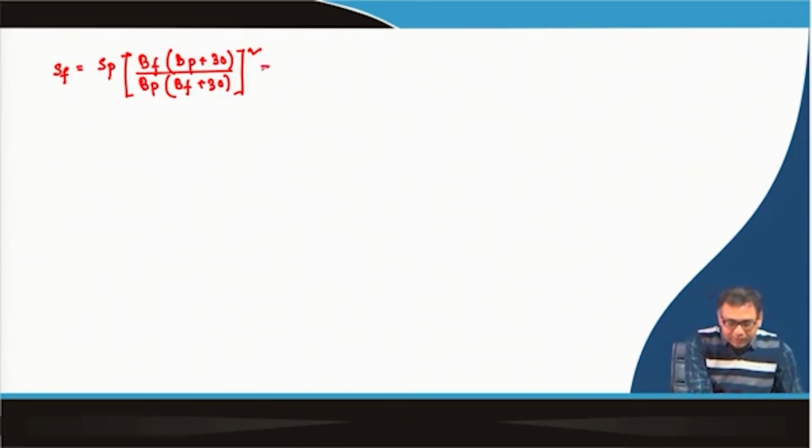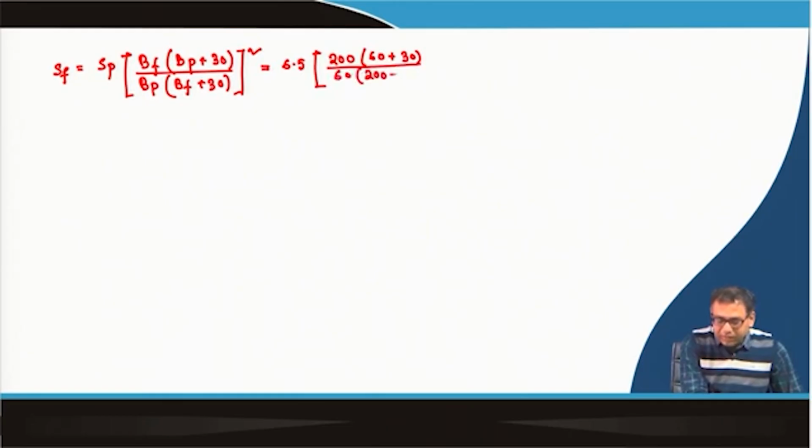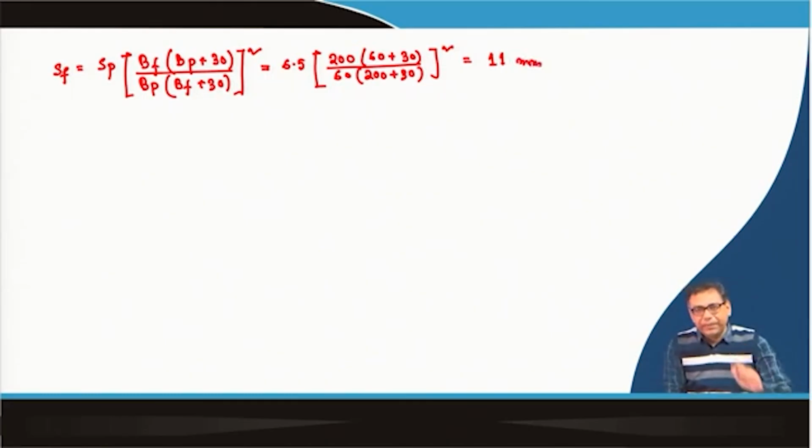So, now the settlement of the plate is 6.5 millimeter and the width of the foundation is 200 centimeter, because in this equation 30 is given, so BP and BF should be in centimeter. The actual dimension of the foundation is 2 meter cross 2 meters, so it is 200 centimeter. Then the plate dimension is 60, and then 30 plus, so 200 plus 30, and that is whole square. So, this settlement is 11 millimeter. So, the settlement of the foundation under the load of 500 kilonewton is 11 millimeter.